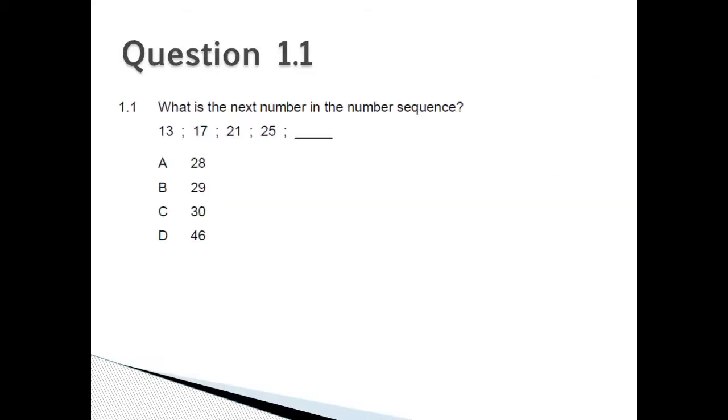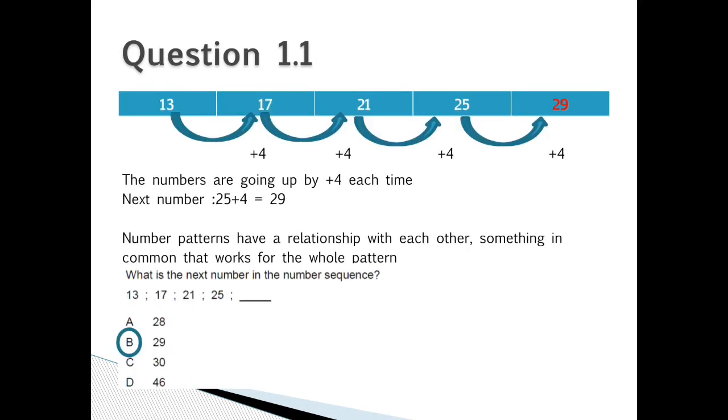1.1. What is the next number in the number sequence? 13, 17, 21, 25. A, 28, B, 29, C, 30, D, 46. The numbers are going up by 4 each time, so your next number in your sequence is 29. Number patterns have a relationship with each other, something in common that works for the whole pattern. So the correct answer is B, 29.